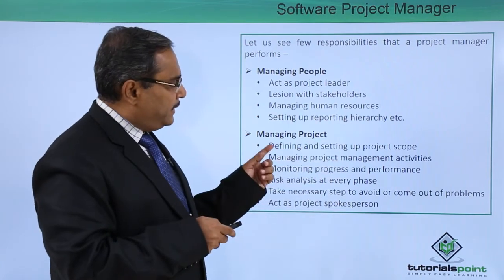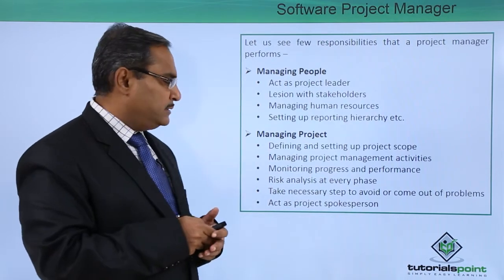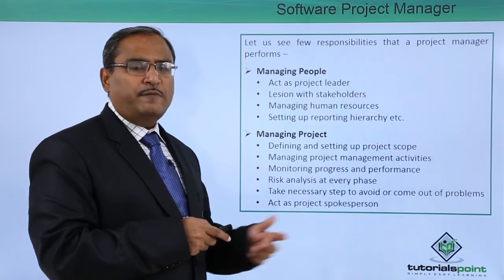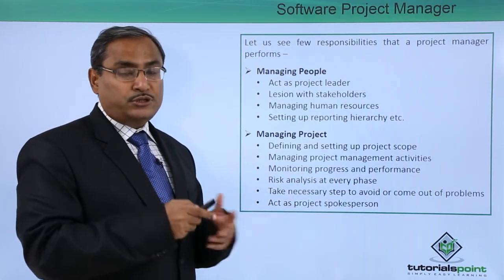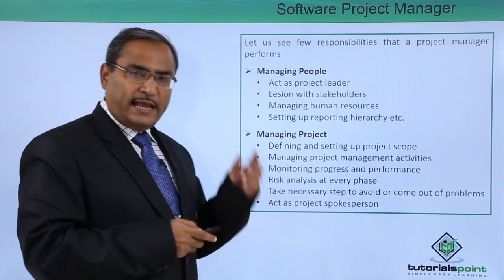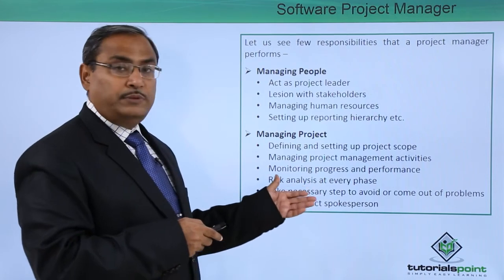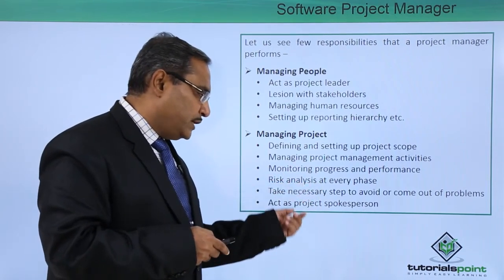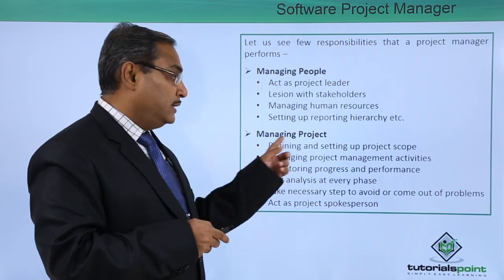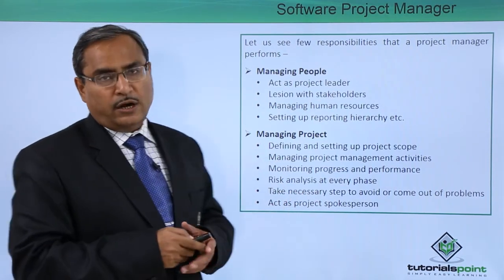Managing the project: defining and setting up project scope, managing project management activities, and monitoring progress and performance. We should do this monitoring of progress and performance on a very regular basis, otherwise the project will miss the budget and the project will miss the deadline. And risk analysis at each and every phase, taking the necessary steps to avoid or come out of problems, and acting as project spokesperson. So these are the different roles and responsibilities the software project manager will perform for the managing of the project.